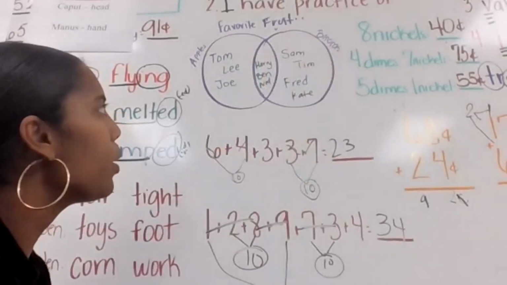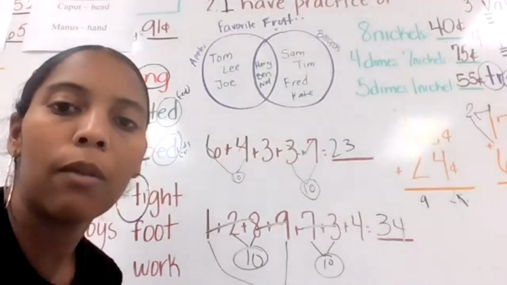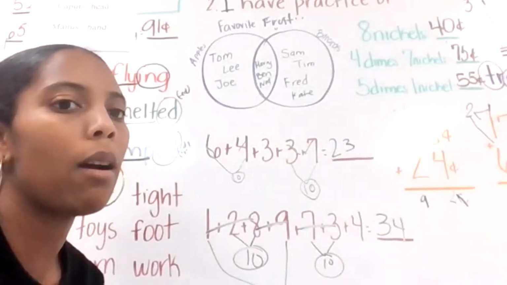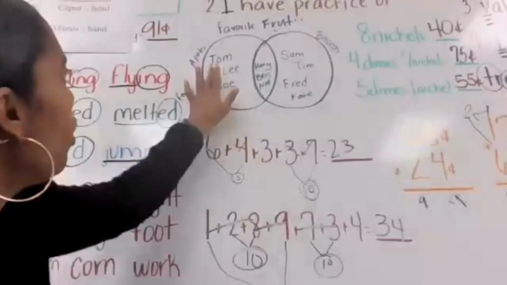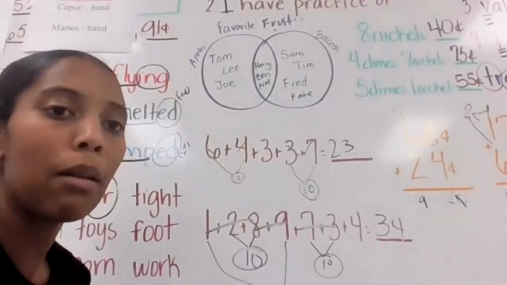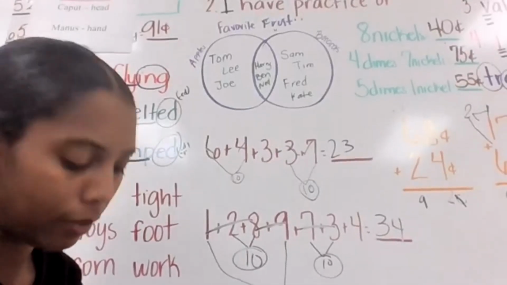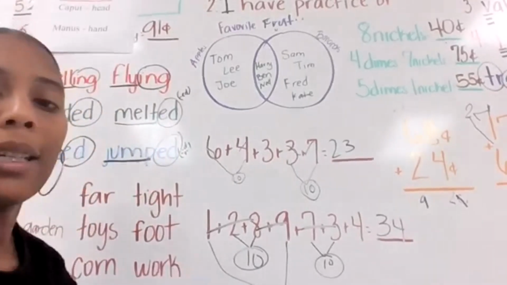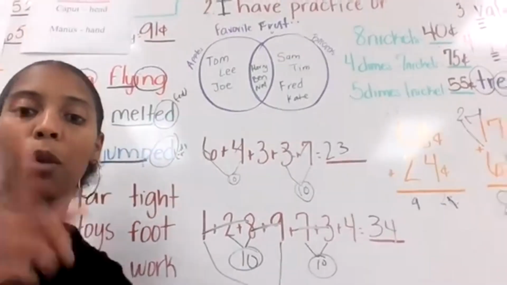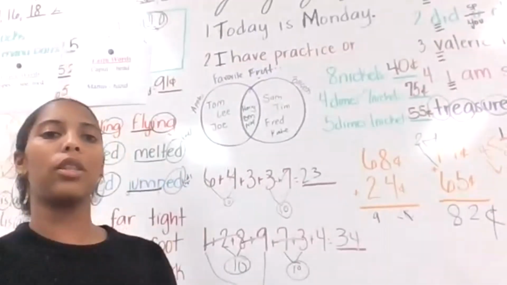Good. Okay, could you tell me someone who said that they only like apples? Evan. Tom. Who is someone that said they only like bananas? Camille. Fred. Good. So that's just some practice with the Venn diagram. You will have one in your book today. So just be careful answering those questions.